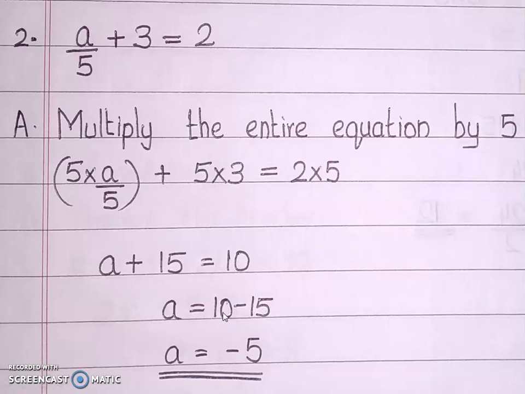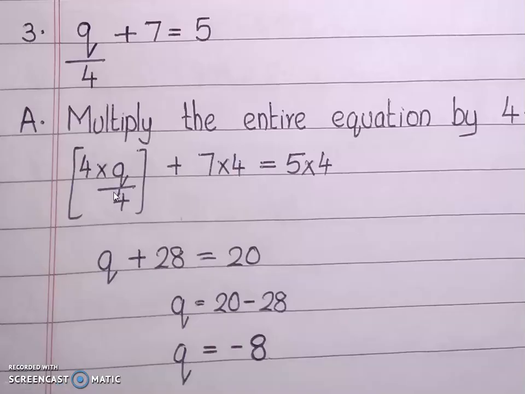Students, look here, it is 10 minus 15. Smaller number minus larger number. So you will get the answer as minus 5, or negative 5. What is the solution of this equation? The solution of this equation is a equal to minus 5. Let's go to the third question.